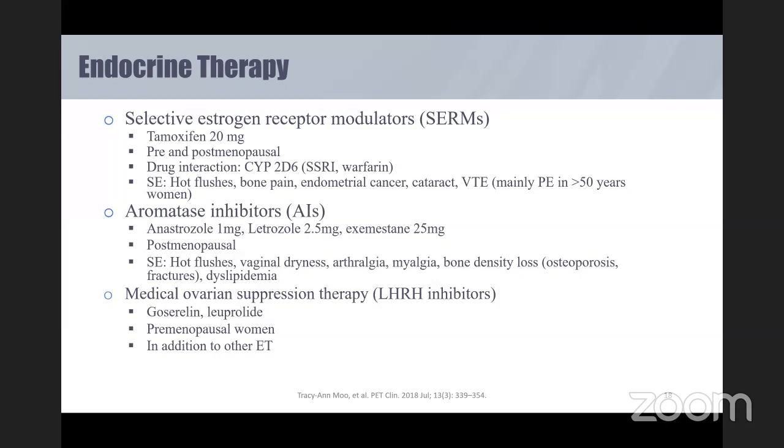Many patients who have breast cancer are on SSRIs, whether for treatment of hot flashes or just for depression. Its side effects are hot flashes, sometimes called tamoxifen flashes, and bone pain, and one of the most serious side effects is endometrial cancer, or sometimes it can increase mortality due to endometrial cancers. Also cataracts and VTE, primarily DVT. Most of these effects occur in patients who are more than 50 or postmenopausal.